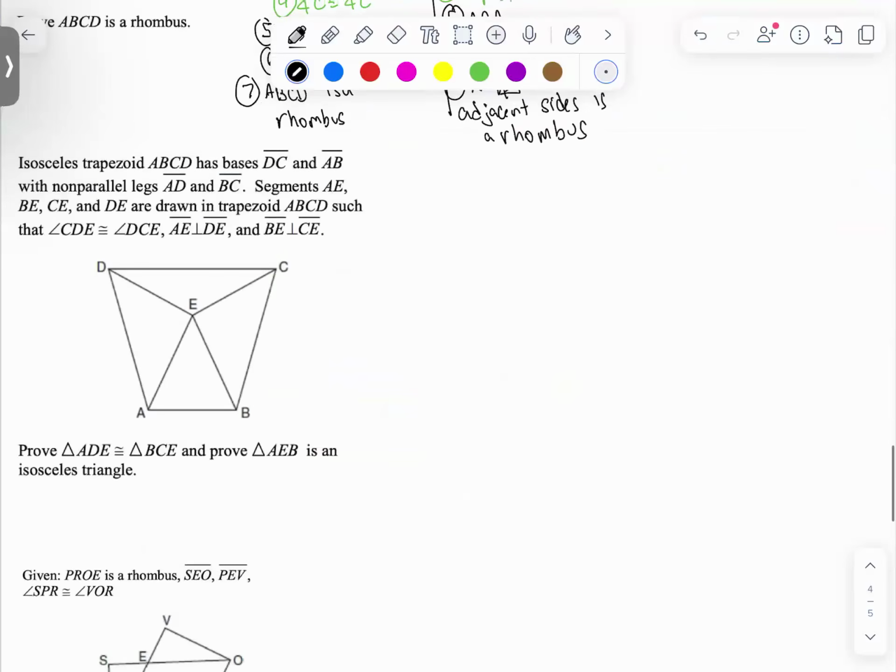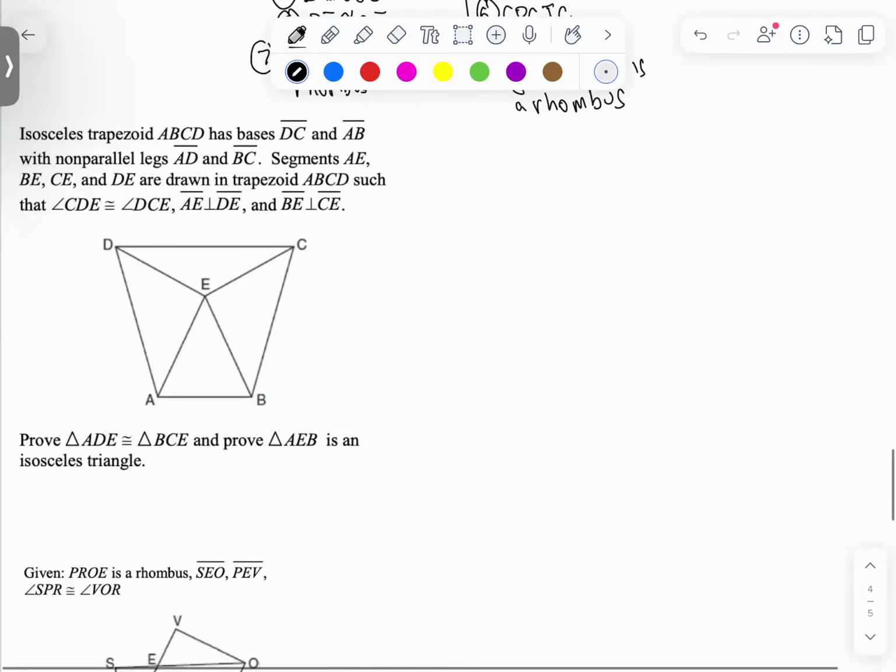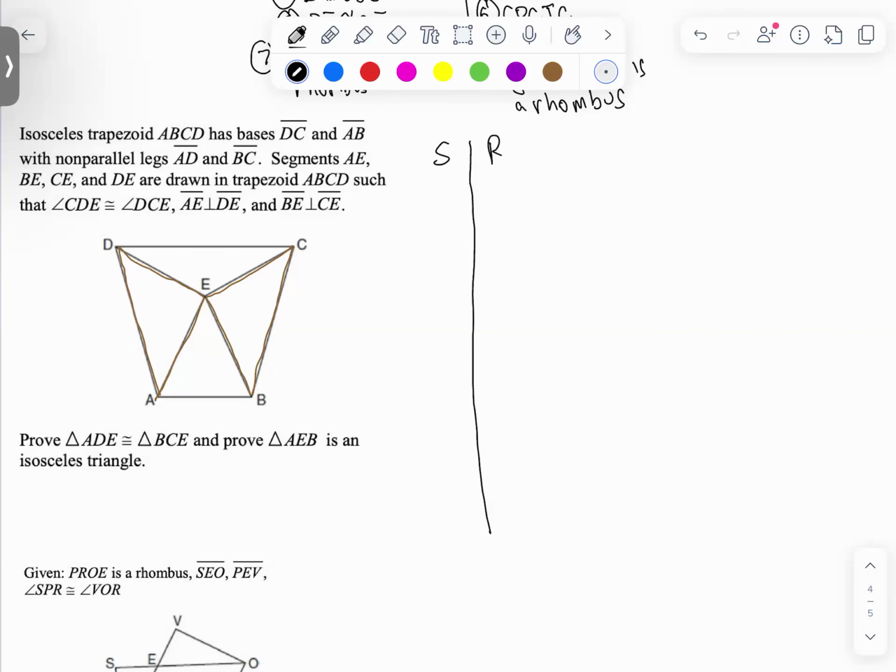Okay. Next, there's two ways to do this one, so I'm gonna just do it one way and I'll talk about the other way in case somebody did it the other way. So our first goal is to prove that triangle ADE is congruent to triangle BCE. So we're gonna start with that first. Let me make my statement reason chart. And I'm not gonna write the givens, but I'm gonna make a spot for it.